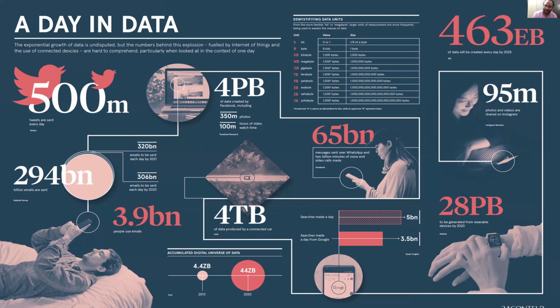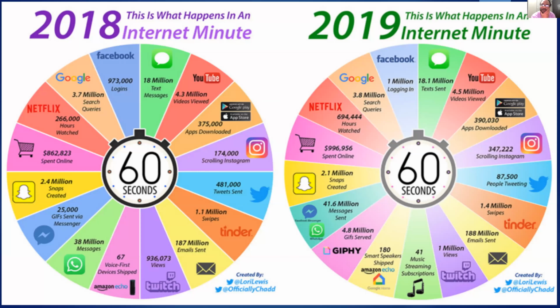But there's another picture. I'm sure people have seen this picture on Facebook, but I'm going to interpret some information from that picture: what happens in 60 seconds for each and every data. For example, 38 million messages were sent every 60 seconds on WhatsApp in 2018, while we sent almost 42 million messages on WhatsApp in 2019. That's an increase of almost 3 million per minute.